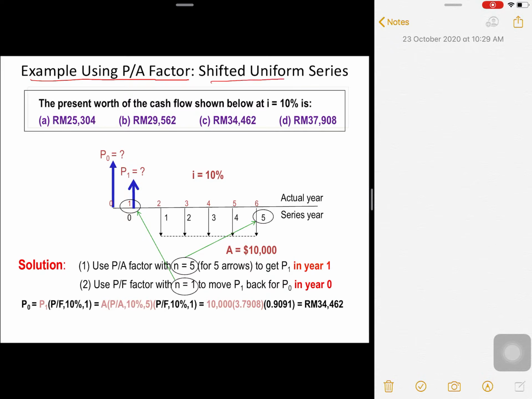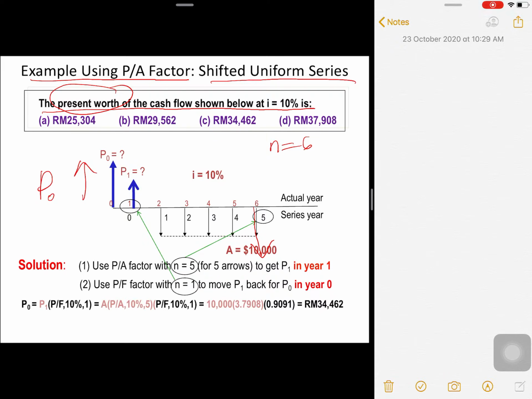Now we have an example of the P over A factor, shifted uniform series. The present worth of the cash flow shown below at i equals 10% is, you are asked to find the present worth. What is present worth? Present worth means P at n equals 0. If you realize, now P is pointing upwards, not downwards. If P is upwards, F is always downwards. And F finishes at n equals 6.